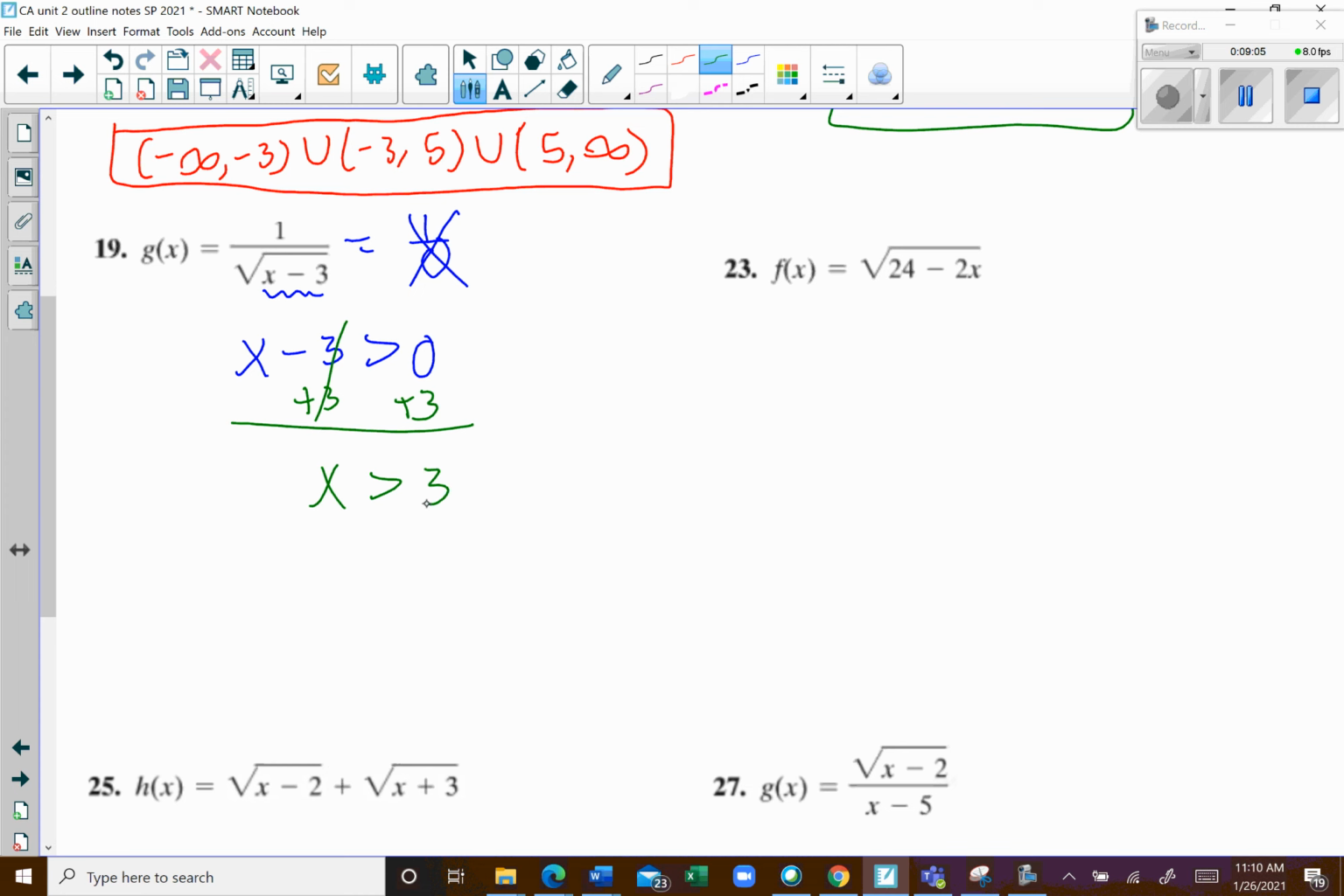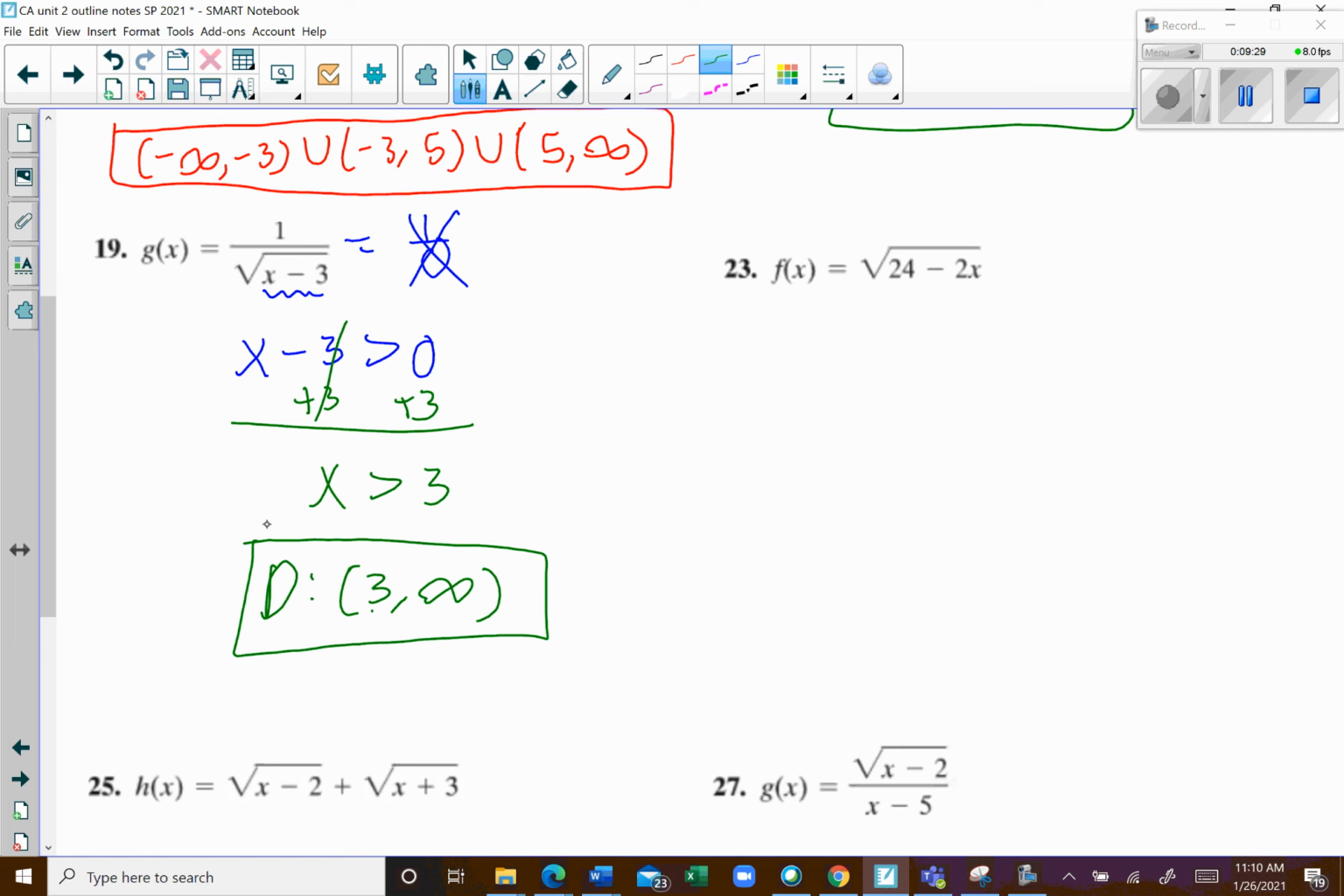So the only difference on my solution set for my domain is that I'm going to use a parenthesis with 3, which will indicate that it's not included. So everything above 3 to infinity, that's what the parenthesis indicates. Not including 3, but anything more than that, and then to infinity will be fine.